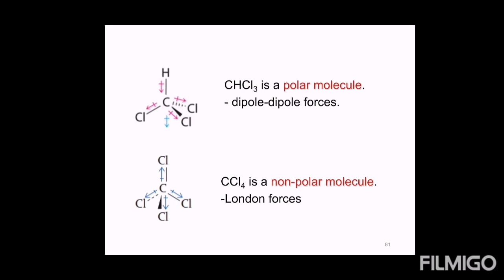And then how about the example of CCl4? If you draw the molecular geometry and the bond dipoles, you will find that the bond dipoles cancel each other. So we can say that CCl4 is a non-polar molecule. It means between CCl4 and other CCl4, only London forces exist.